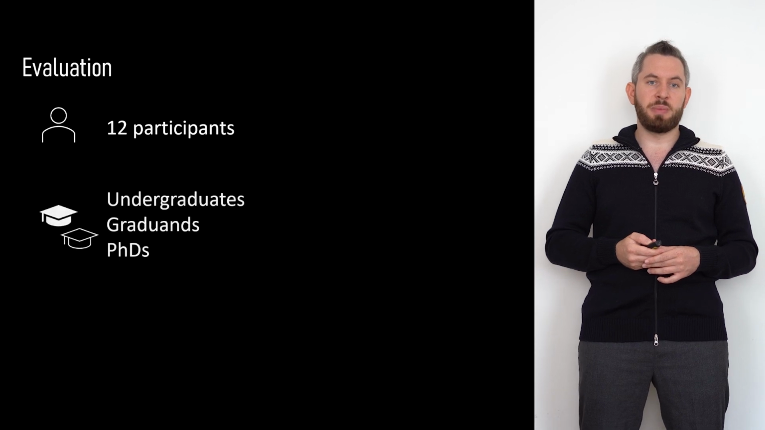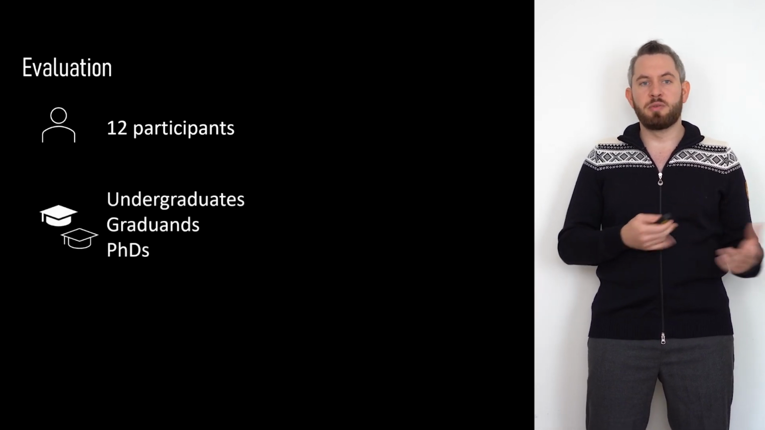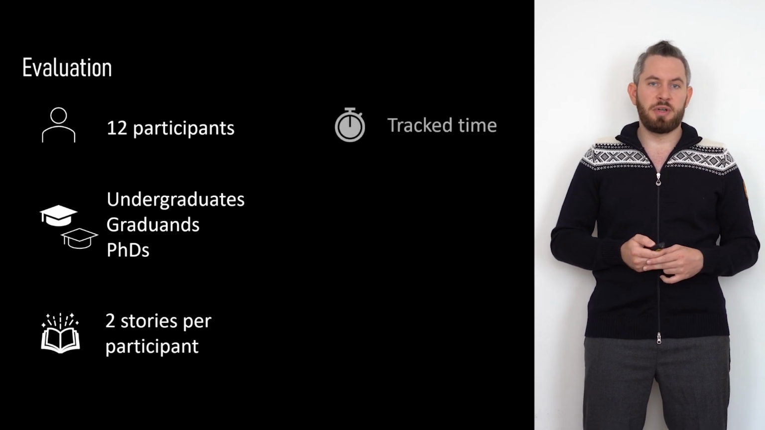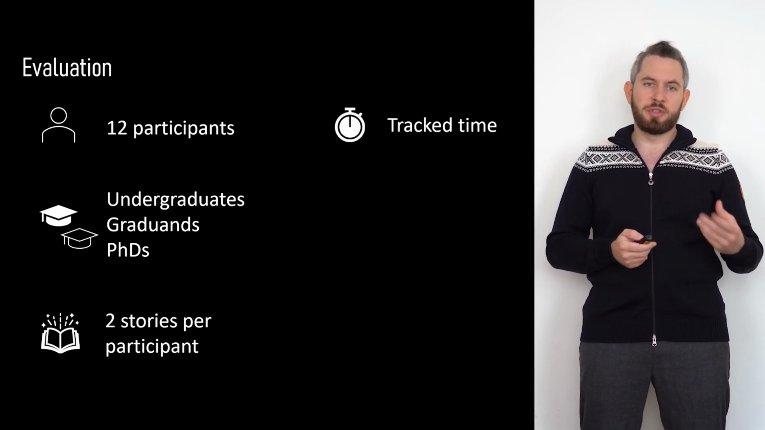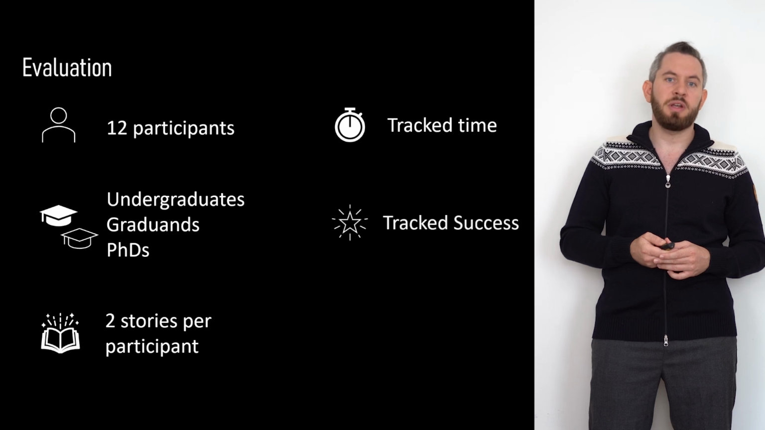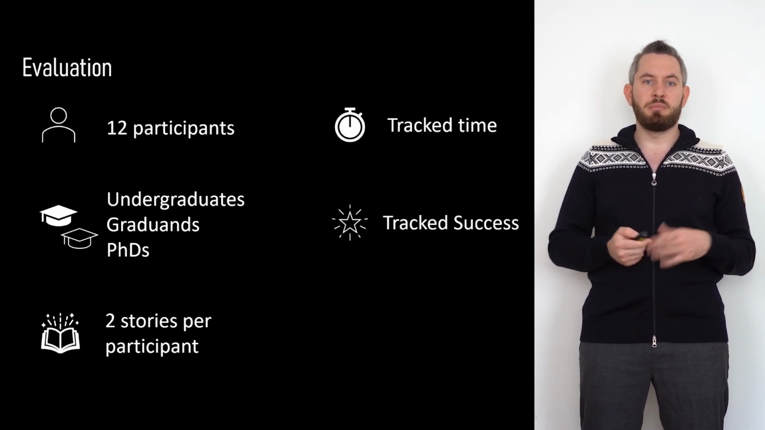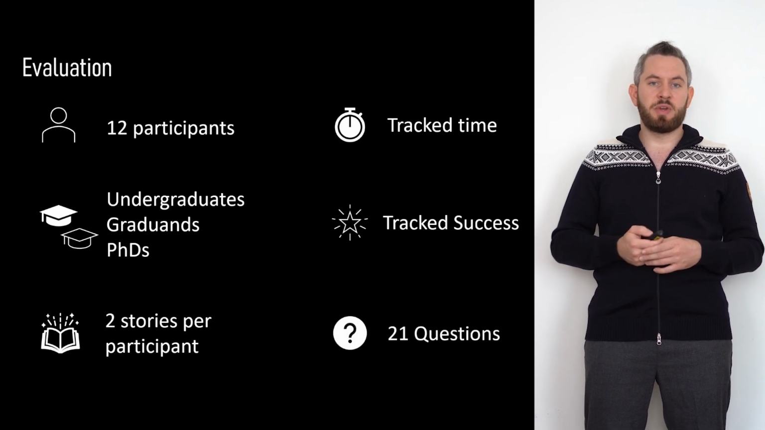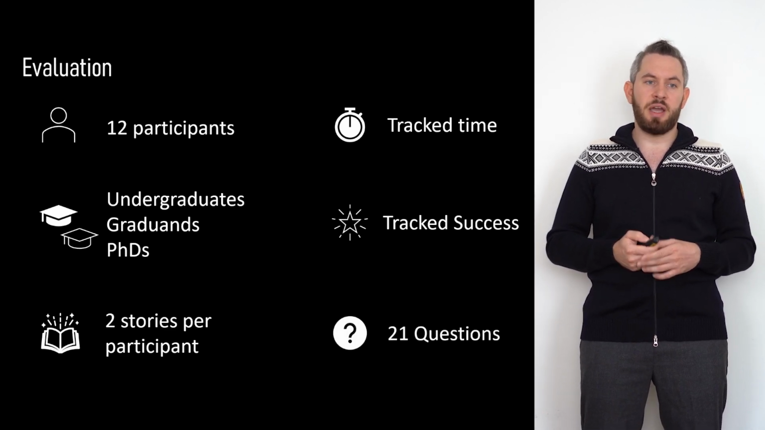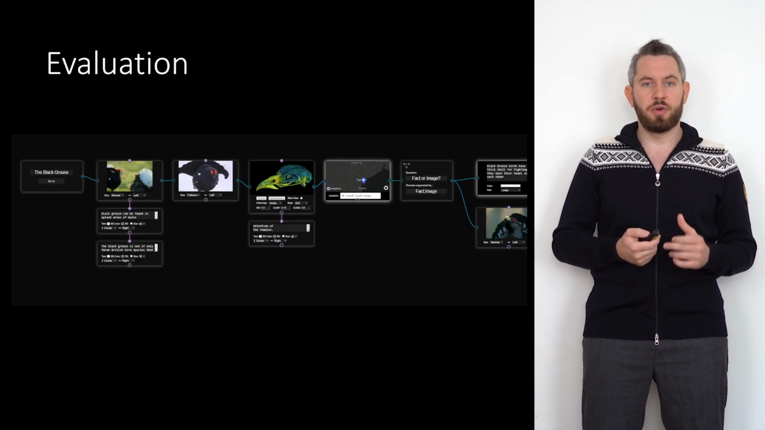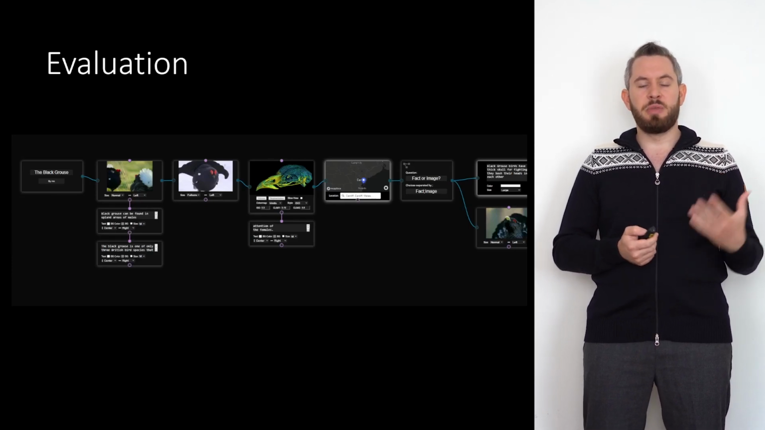We also evaluated our approach with 12 participants, ranging from undergraduates to PhD students, and we had them create 2 stories per participant, and we tracked the time it took them to create a well-defined story. Furthermore, we also tracked the success, if they were able to create the story we imagined, and then we asked them 21 questions about the editing and how well it went. So for the evaluation, we had 1 story, which was for them to get familiar with the editor.